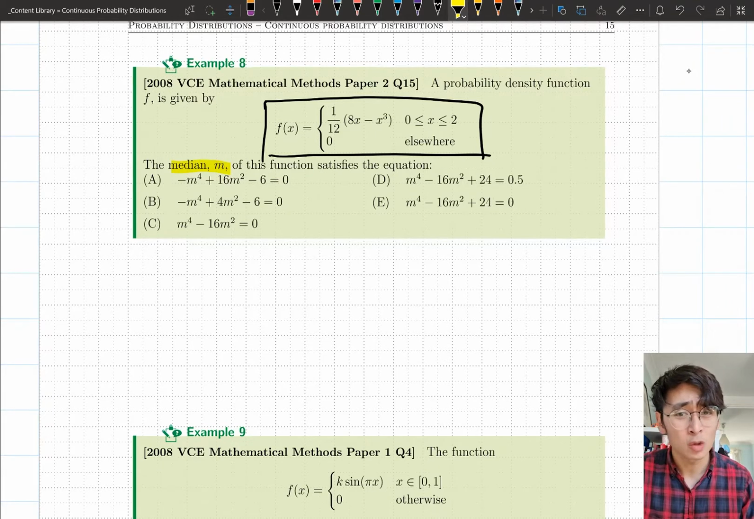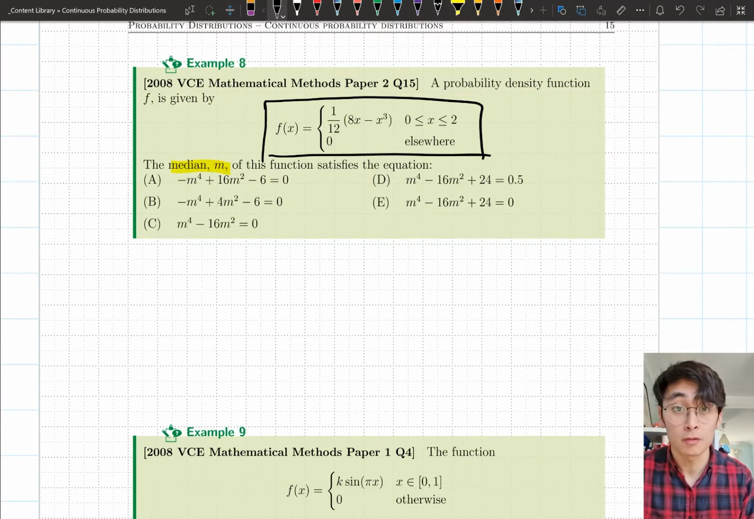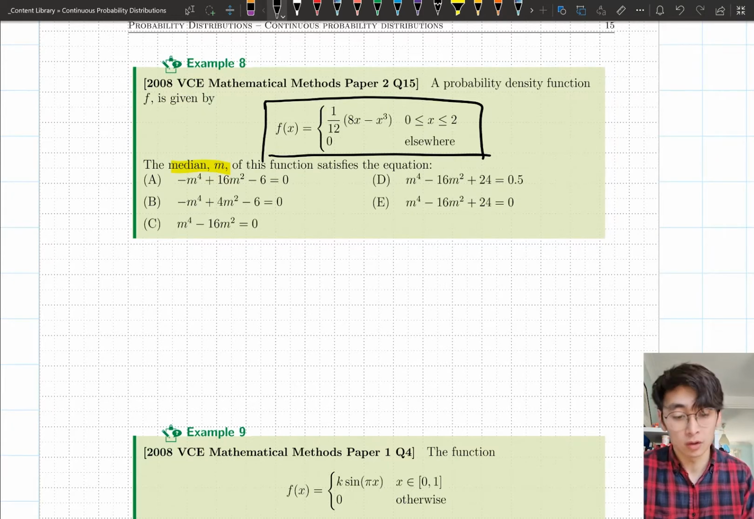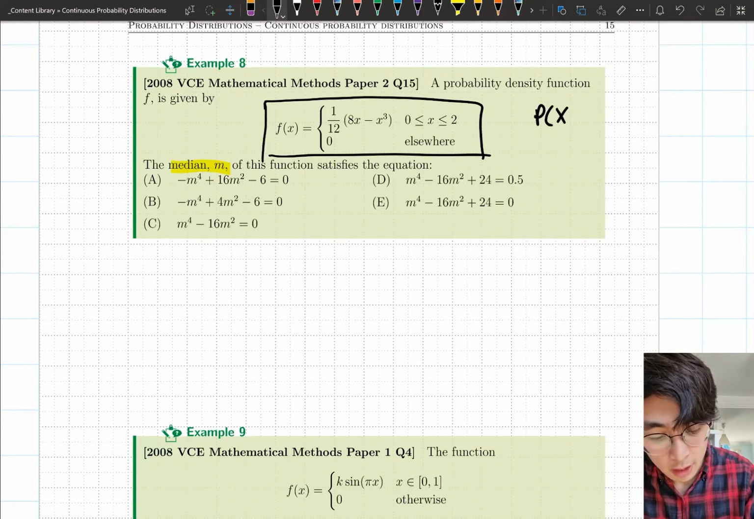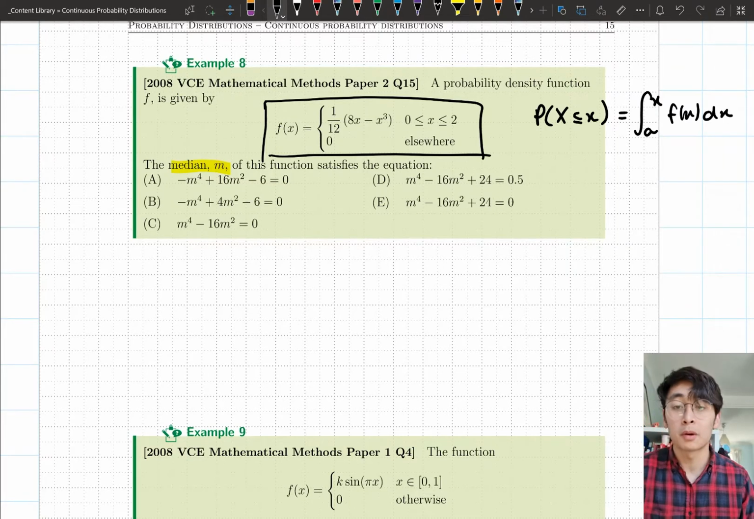Now, how do we find the median? Well, if we want to find the median, we want to actually get the cumulative distribution function. Our cumulative distribution function tells me what is the probability of the scores up until a particular score. So here, if you remember from the previous page, that is the integral from a to x of f of x dx. That was from the previous page.